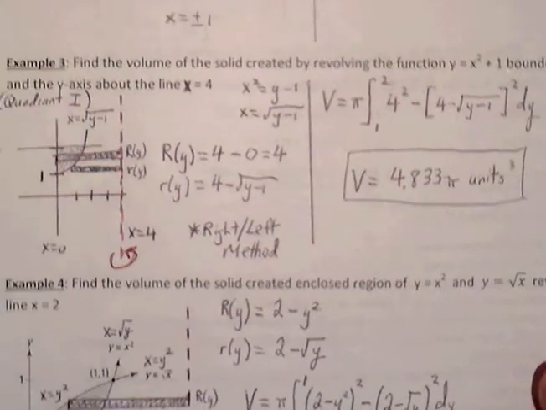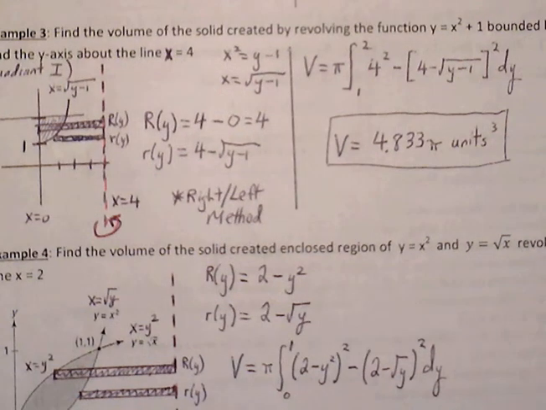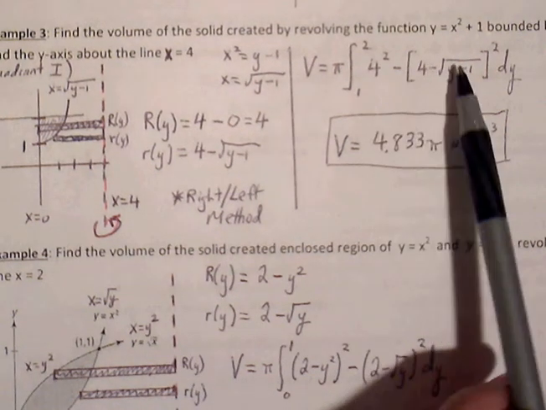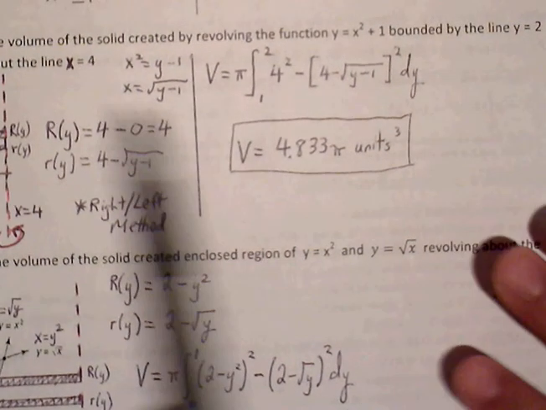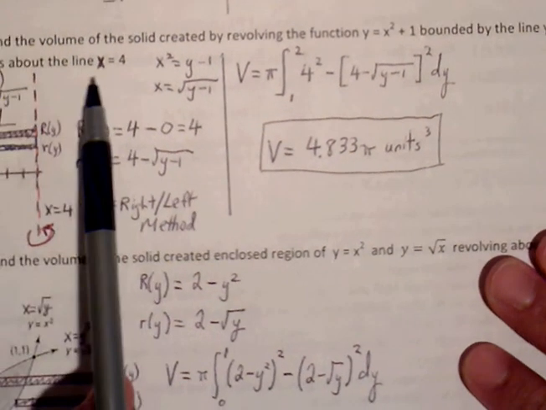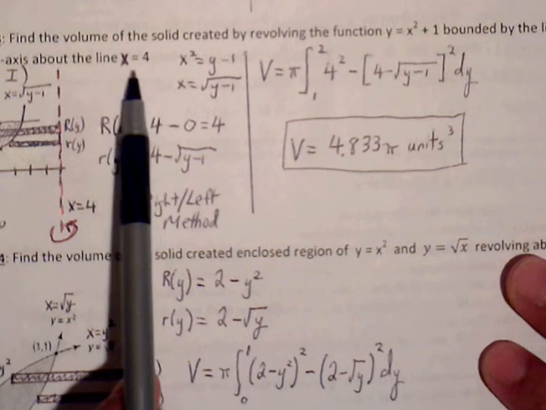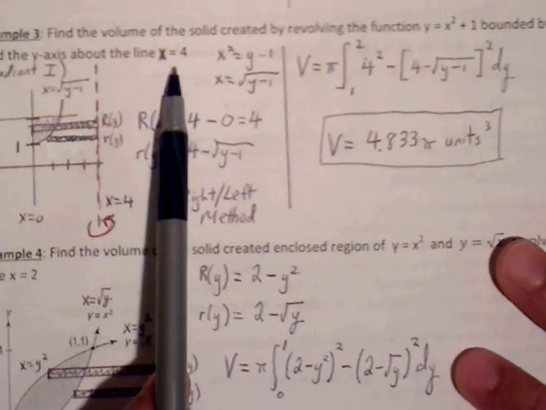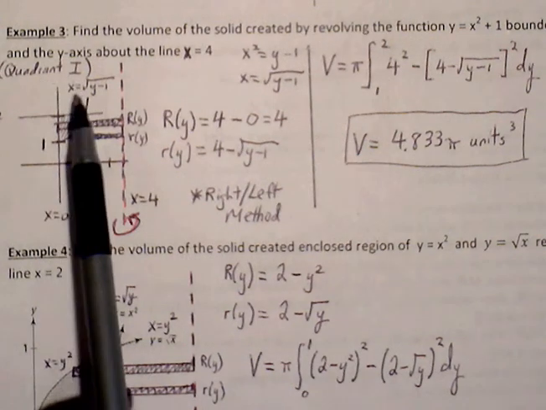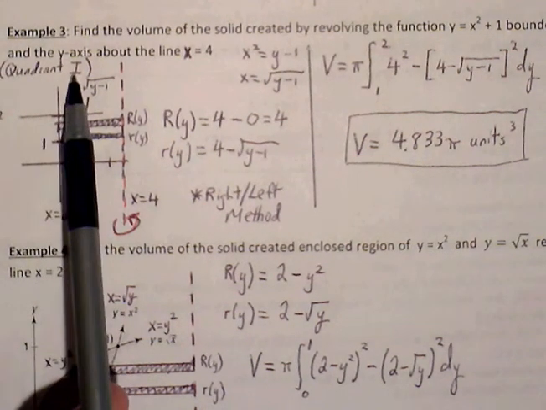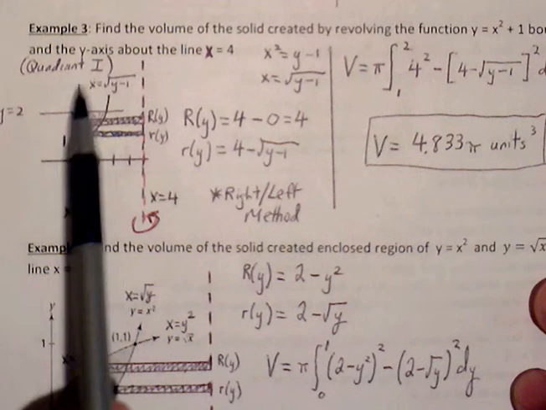Okay, let's look at example 3. Example 3 says, find the volume of the solid created by revolving the function y equals x squared plus 1, bounded by the line y equals 2 and the y-axis about the line x equals 4. So now this is going to be a vertical line, x equals 4. The additional restriction is that this shaded region is in the first quadrant, in quadrant 1.